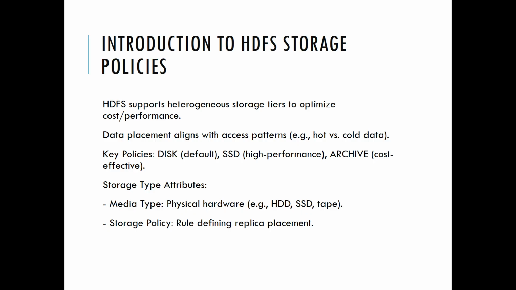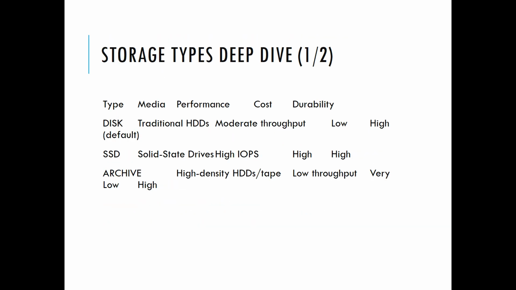The key storage policies include disk as the default for balanced workloads, SSD for high-performance needs, and archive for cost-effective long-term storage. Each storage type has its own unique media characteristics and policies that define how replicas are distributed across the cluster. Let's take a deeper look at the primary storage types supported by HDFS.